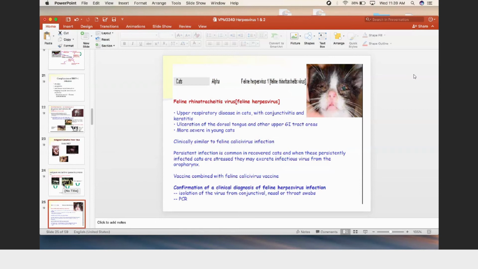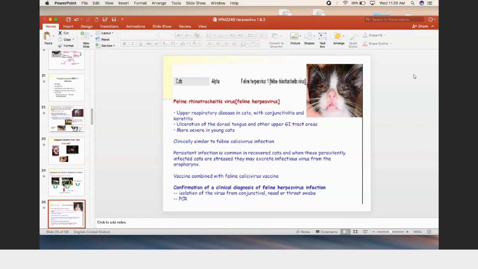And then this one is actually the feline herpes virus in cats. It causes upper respiratory disease in cats, conjunctivitis, and is very severe in cats. Okay. And then also you can see the persistent infection in cats, and then latency in cats, and then because of stress, the virus reactivated and produced, and transmits the disease to other animals.